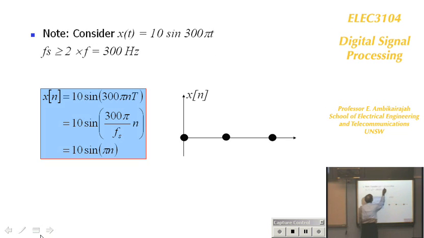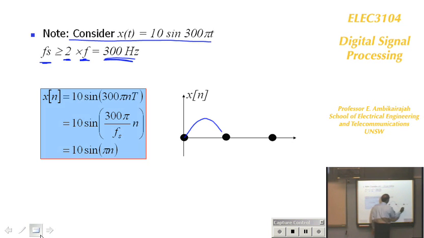Consider a signal here, x(t) equal to 10 sine 3 pi t. So fs must be greater than twice the frequency. So in our case, it's 300 hertz. Twice the frequency. So if you draw a 300 hertz signal, it's like that, and all you are saying is twice the frequency means you are taking 2 samples per cycle. That's all you are doing. Sampling should be twice the maximum frequency, meaning 2 samples per cycle. So if your samples are here and here, then it's okay, you can reconstruct.